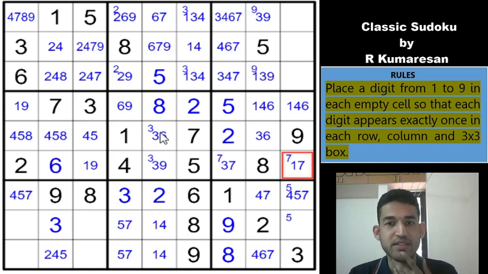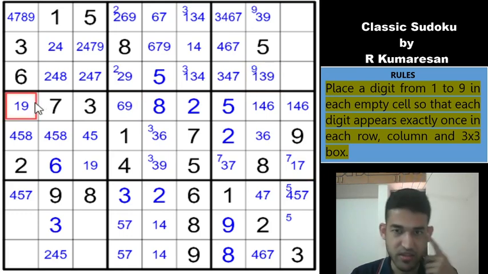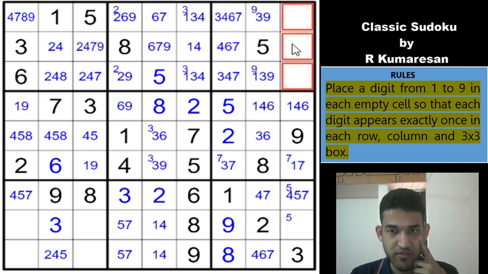So do I have any skyscraper logic in here? 9 must be in these 2 cells. 9 must be in these 2 cells. Okay, nothing there. 3, 5, 9. So it could possibly have anything of 6 digits here.